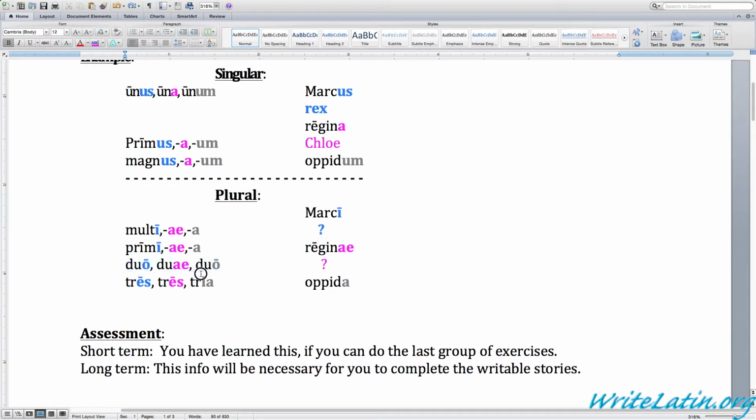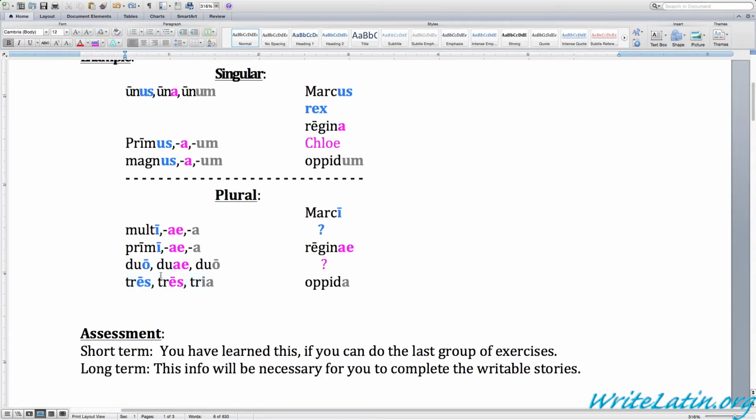Luckily, these are rare. Okay, so if there were several Marcuses here, several boys named Marcus, we could say there are multi Marci. Or more likely, these would be people of the gens Marcus, the Marcus clan in Rome. The first queens, reginae primae. Three towns, tria oppida. So basically, on these irregulars, you just have to memorize -o, -i, -o and -ae, -ia.